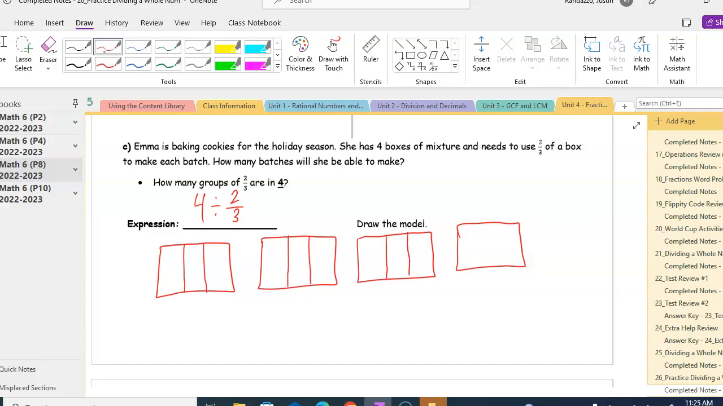And since it's 4 divided by 2/3, that means every 2/3 makes a complete group, or every 2 parts. So there's our first group, because it has 2 parts. There's our second group of 2/3, our third group of 2/3, the fourth group, the fifth group, and the sixth group. This one divides evenly, so when we have 4 divided by 2/3, it gives us 6, and that would mean for this question, it's 6 batches of cookies.